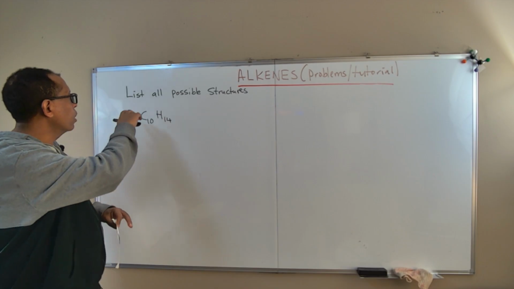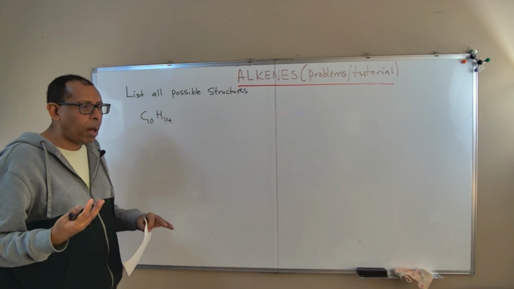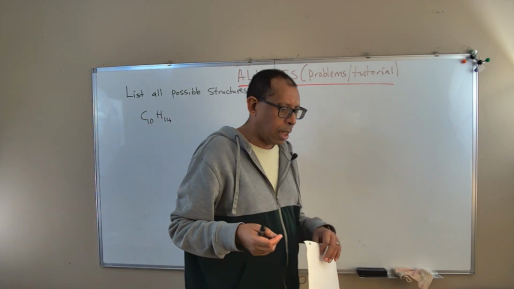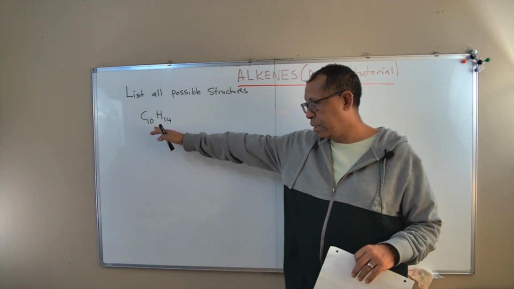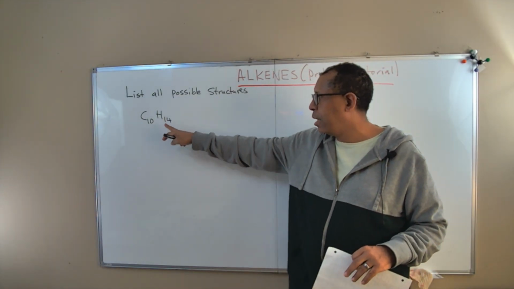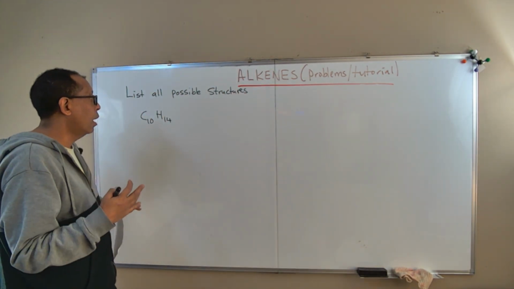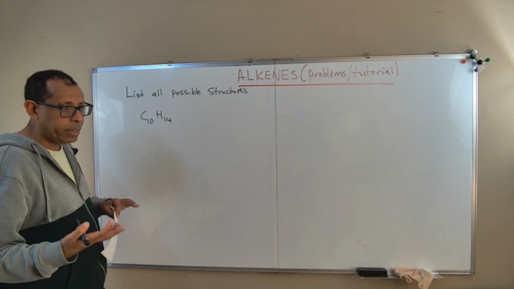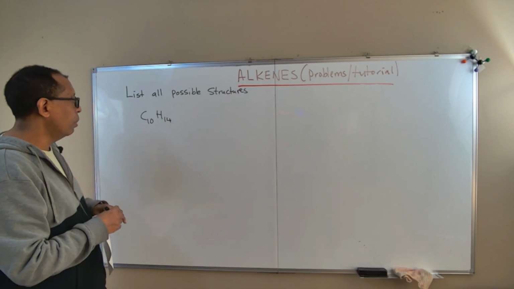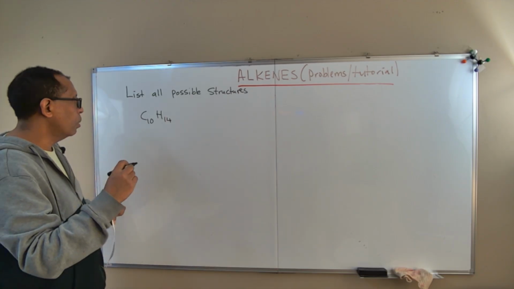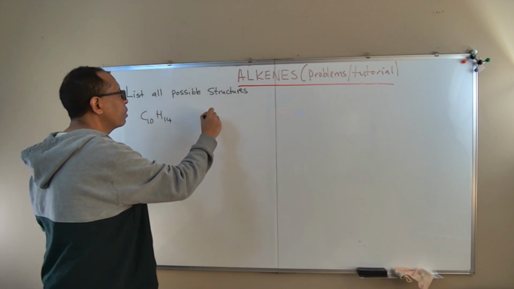Okay, in the same line as what we have just done, there is this question where it asks you to list all possible structures. That means it is an unsaturated system. Obviously, it is C10H14. So the first thing you have to do is calculate the ring plus double bond for this.